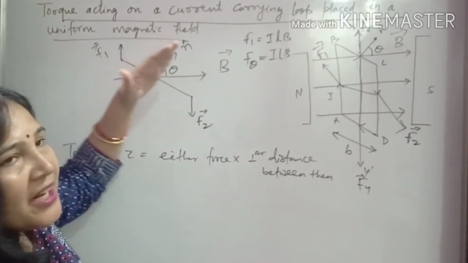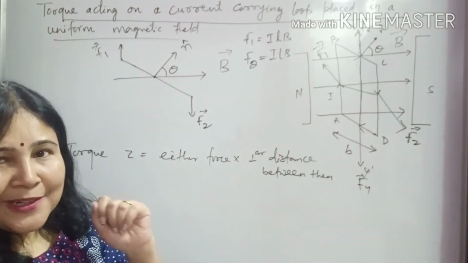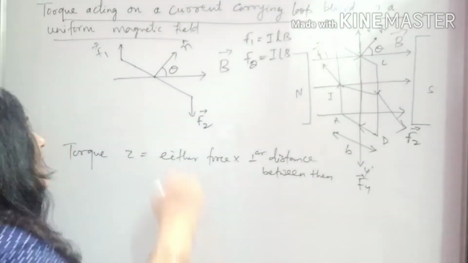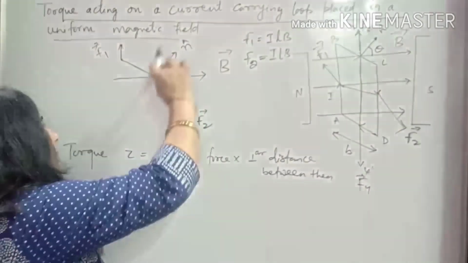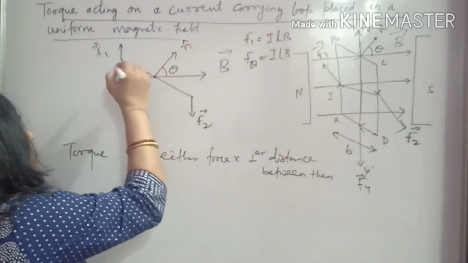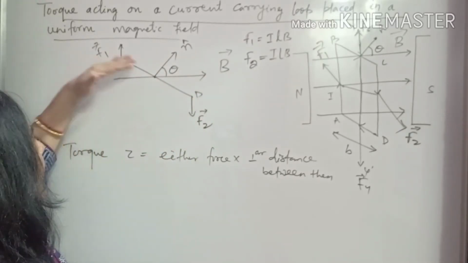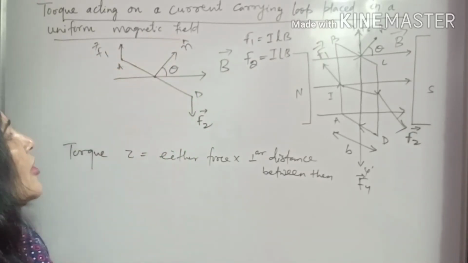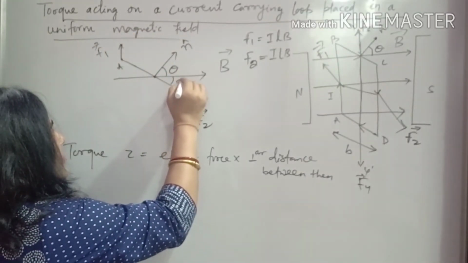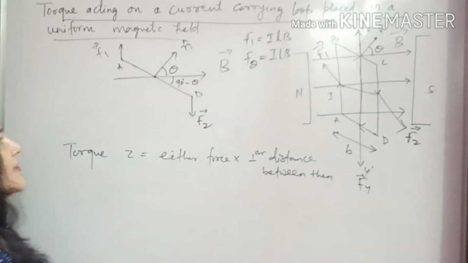And this is the area vector's direction, and what angle is it making? 90 degrees. What is the area vector? This n cap is an outward drawn normal. So with the loop, it is making an angle of 90 degrees. Suppose this is AD. With the AD section, it is making an angle of 90 degrees. If this is theta, then this angle will be 90 minus theta.